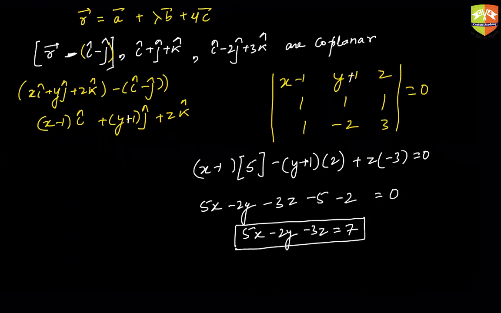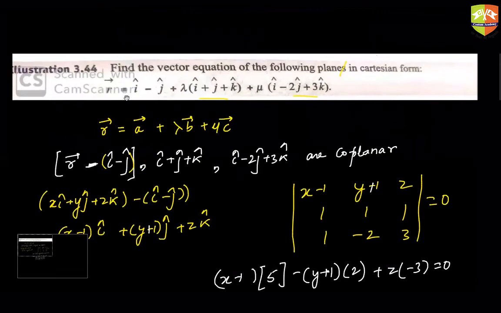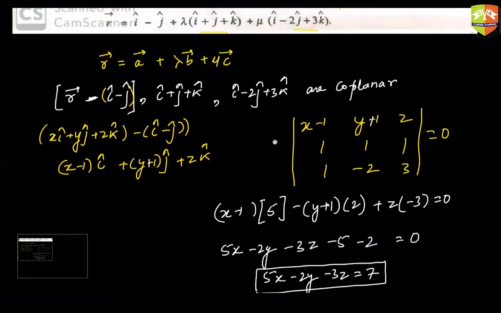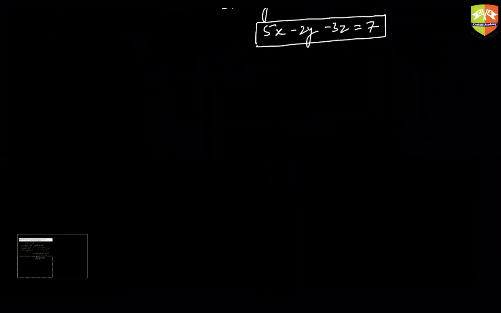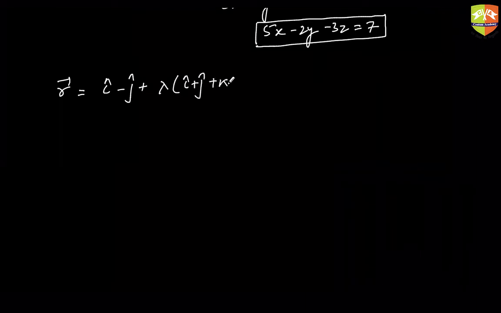Okay. Now, whenever you are in confusion, there's another way to deal with it. You can just write it as xi plus yj plus zk and compare both the sides. See, another way of doing it, but probably a slightly lengthier way. So I've been given that r is equal to i minus j plus lambda times (i plus j plus k) plus mu times (i minus 2j plus 3k).